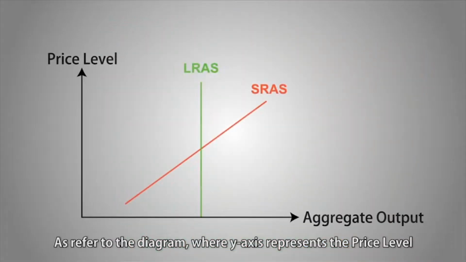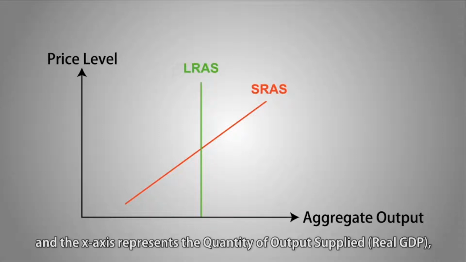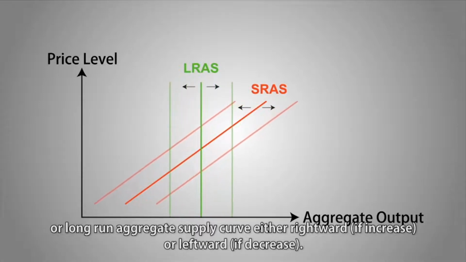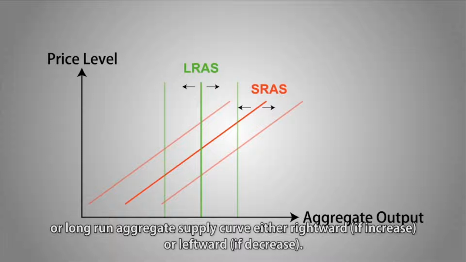As referred to the diagram, where the y-axis represents the price level and the x-axis represents the quantity of output supplied, real GDP, any changes in the non-price level factors will shift the short-run or long-run aggregate supply curve either rightward if increased or leftward if decreased.